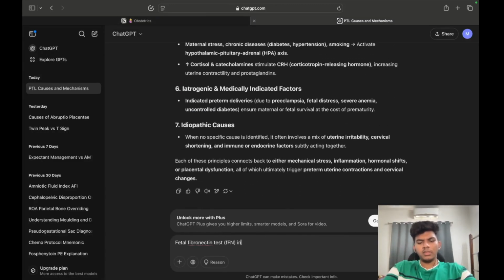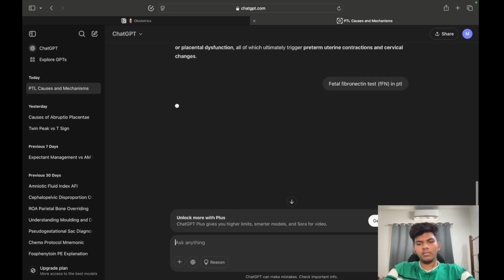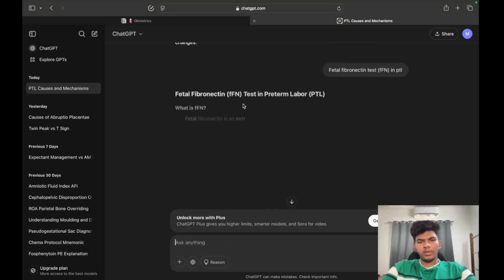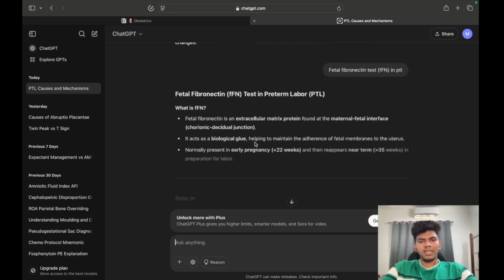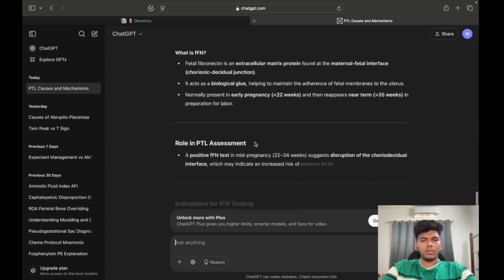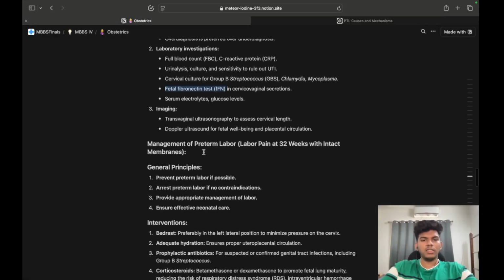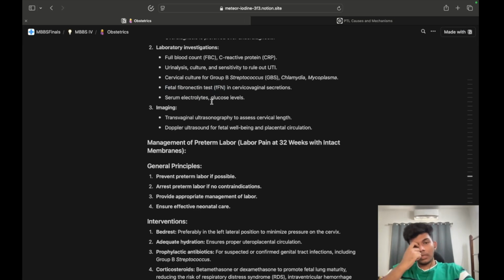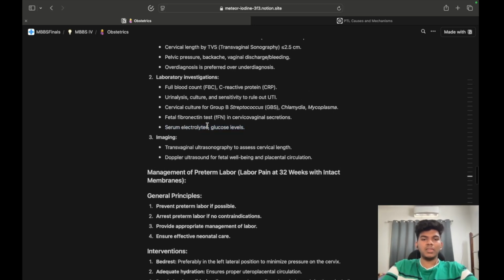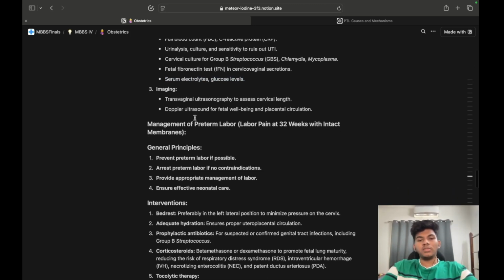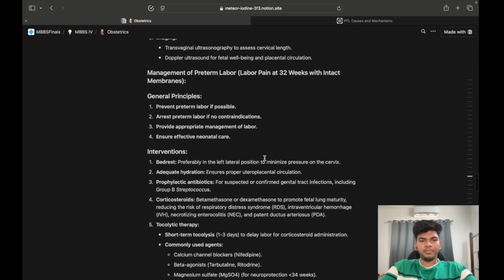Fetal fibronectin in PTL. Fetal fibronectin is expressed as MMP. Yeah, it is an MMP. So positive test indicates preterm labor. And serum electrolytes, glucose levels. So this is electrolyte and glucose, which is something different. Coming to the imaging, transvaginal ultrasound for cervical length and Doppler ultrasound for fetal well-being and placental circulation.